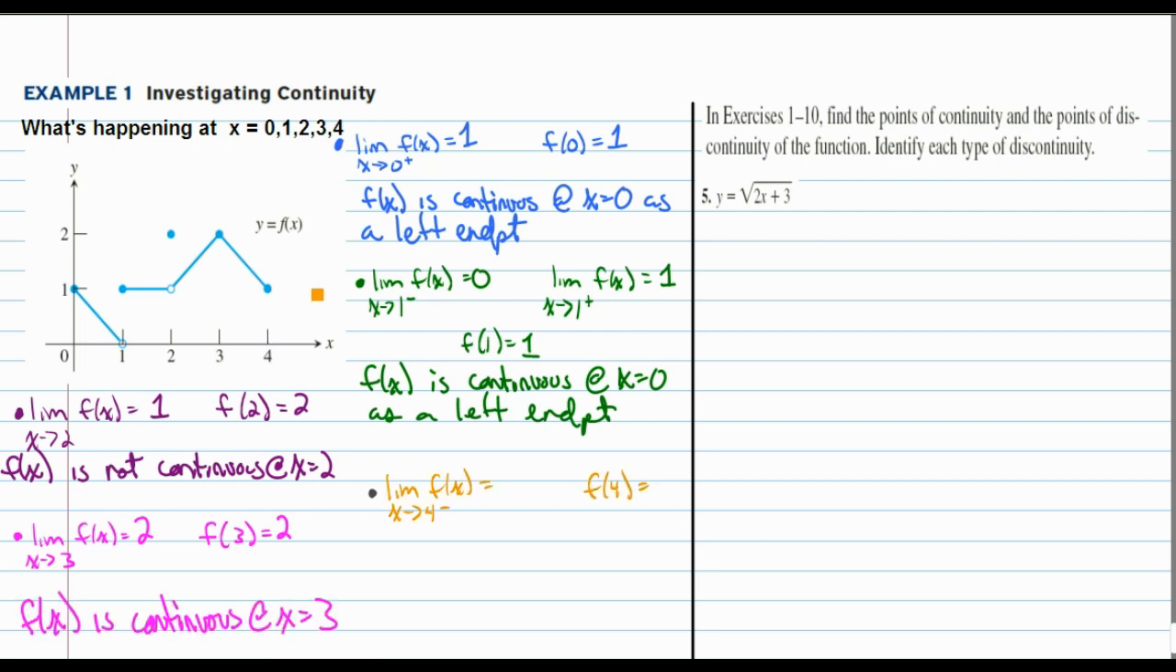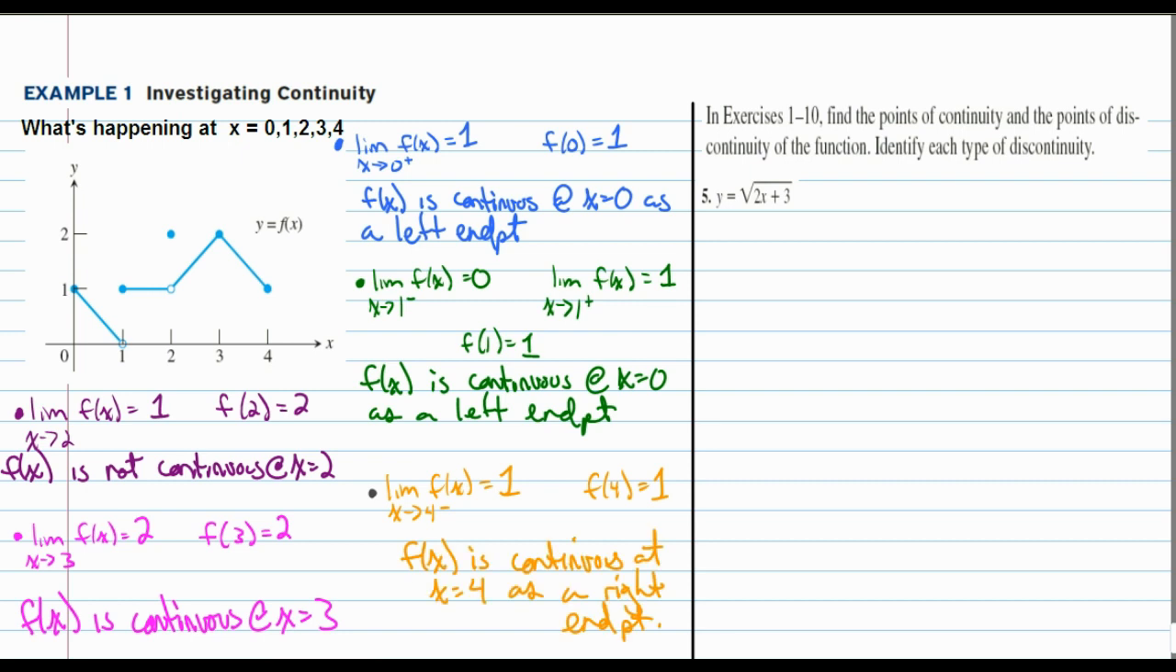And finally at 4, there is no function to the right of 4, so we'll just look at the limit as x approaches 4 from the left, and that would be 1. F of 4 is also defined to be 1. The function's actual value there is 1. So f of x is continuous at 4 as a right endpoint.